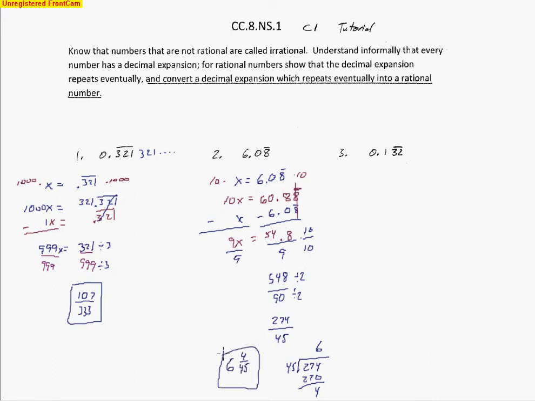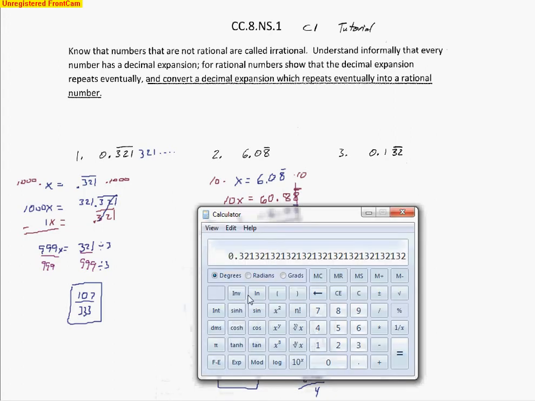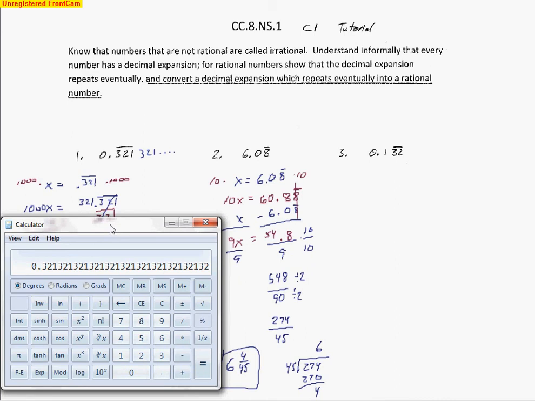And so let's see if that ends up making this number. We know it's 6 and 4 45ths, and so if we just do the division of 4 divided by 45, it should make 0.08 repeated. So just the 8 repeats, and that's what happens here. See, 0 and then 8 repeats. The calculator rounded this to a 9, but that continues to repeat forever.